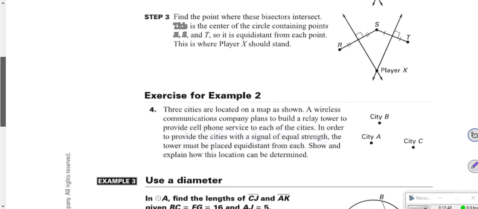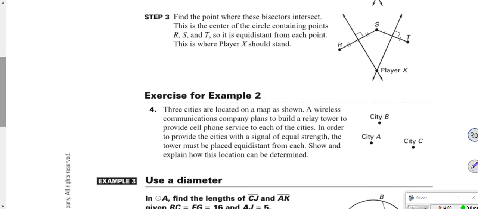Look at exercise for example 2. Three cities are located on a map as shown. A wireless communications company plans to build a relay tower to provide cell phone service to each of the cities. In order to provide the cities with a signal of equal strength, the tower must be placed equidistant from each. Show and explain how this location can be determined.